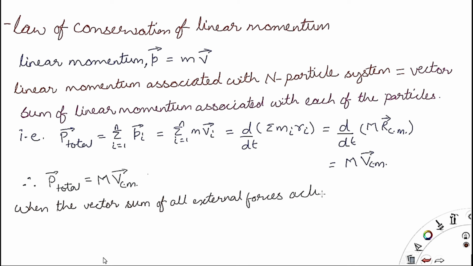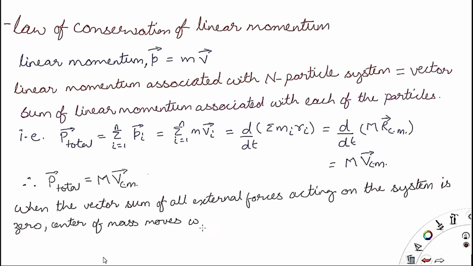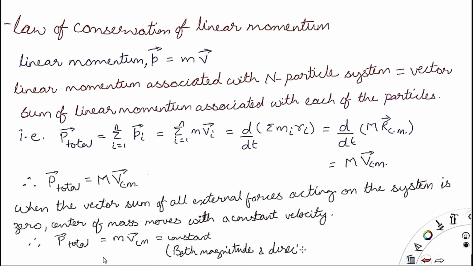When the vector sum of all external forces acting on the system is equal to 0, the center of the mass moves with a constant velocity. This is the inertia part. So P total is equal to M VCM is equal to constant, both in magnitude and direction. This is known as the law of conservation of momentum.